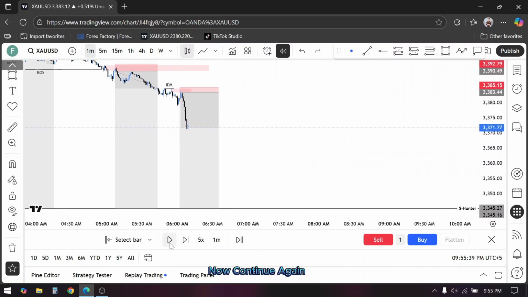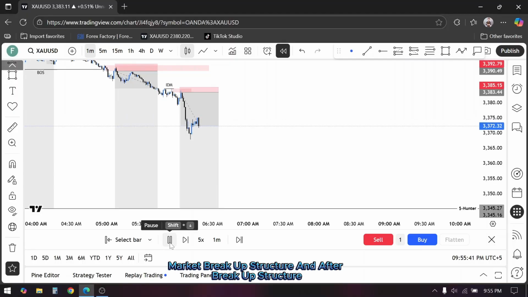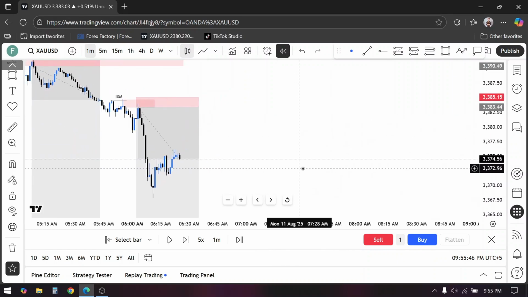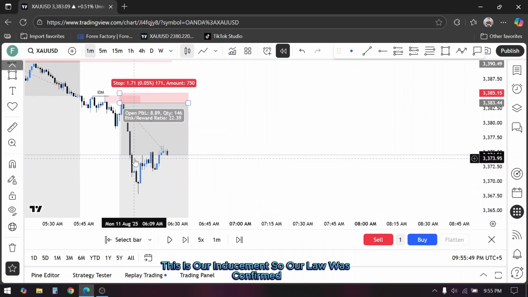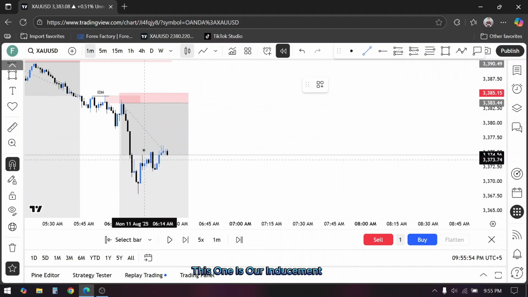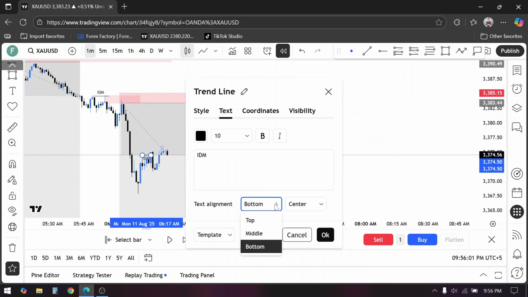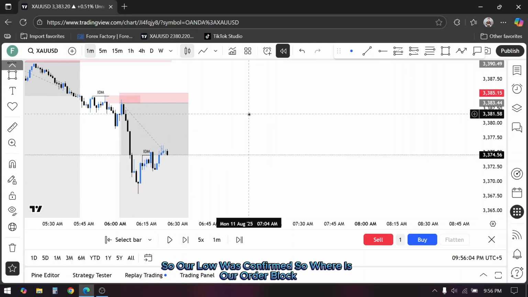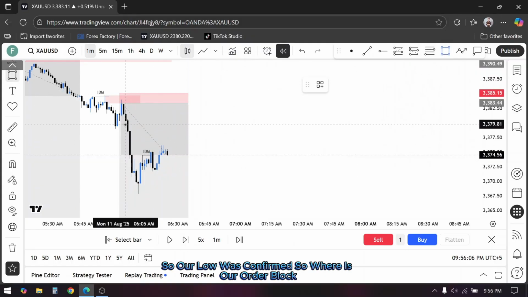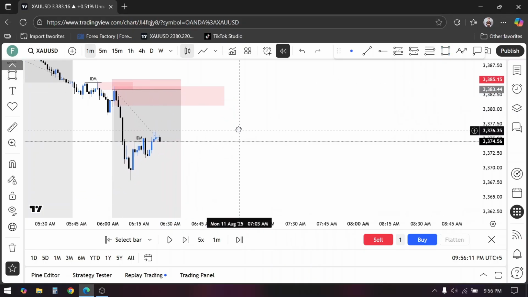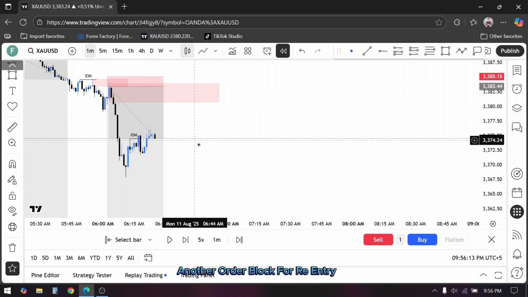Now continue. Again market break of structure, and after break of structure, this is our inducement. So our low was confirmed. So where is our order block? This one is our fair value gap, and this one is our order block. Another order block for re-entry.